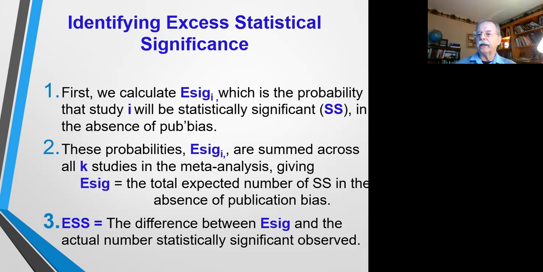Well, first is the idea of Esig, which is the probability that study i will be statistically significant in the absence of publication bias. These probabilities are summed across all estimates in a meta-analysis, all K studies in the meta-analysis. Once you sum them up, it's just Esig without the subscript, and that's the total number of results you would expect to be statistically significant in an area of research if there were no publication bias. Excess statistical significance then is the difference between what we expect and what we see. It's as simple as that.